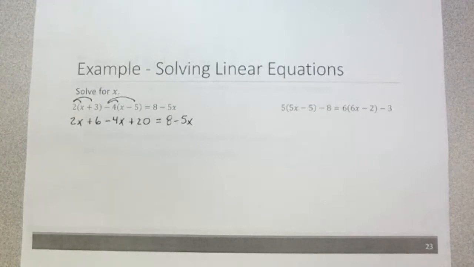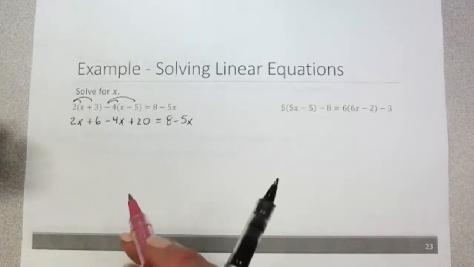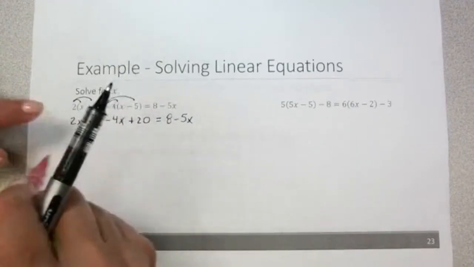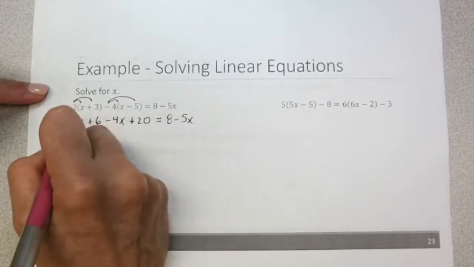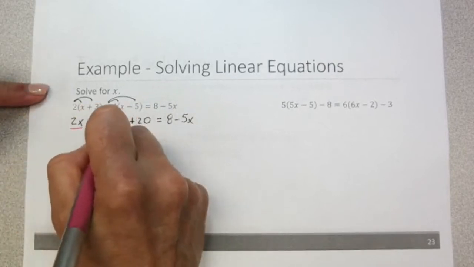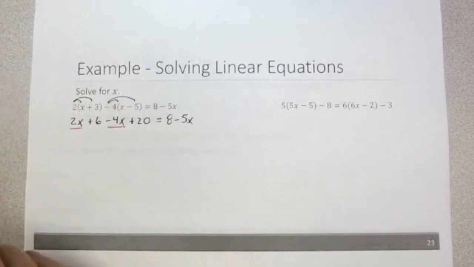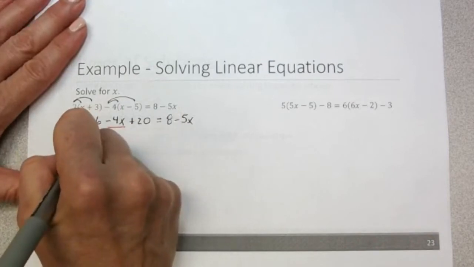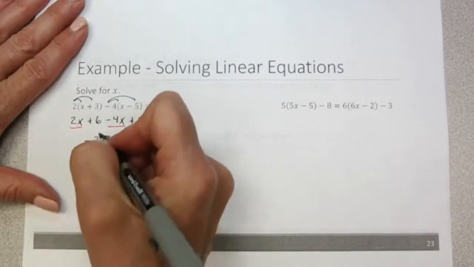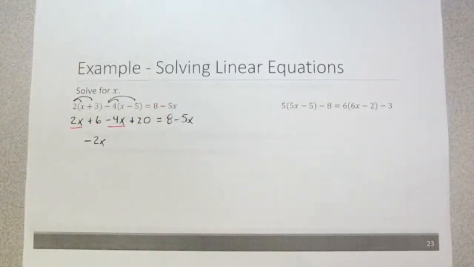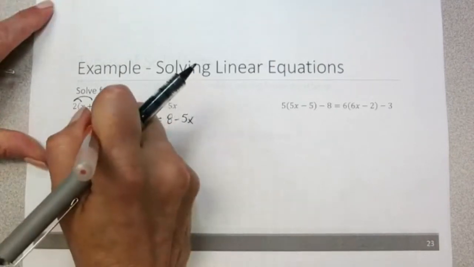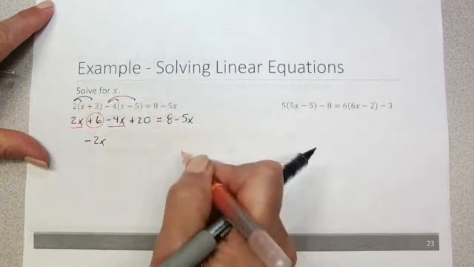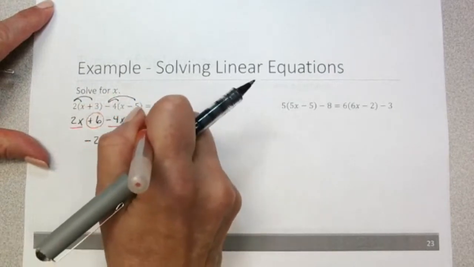I want to combine like terms on the left-hand side of the equation. A like term, in this case, we've got a 2x and a -4x. Those are like terms. They both have the x in them. So 2 minus 4 is going to be -2x. The other like terms that I have on the left-hand side is the 6 and the 20.